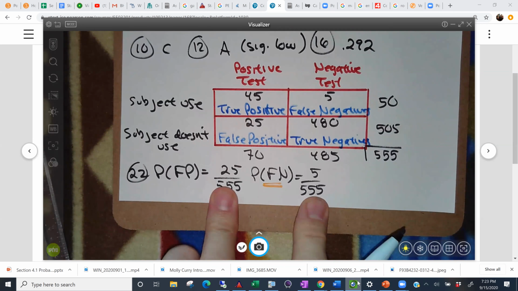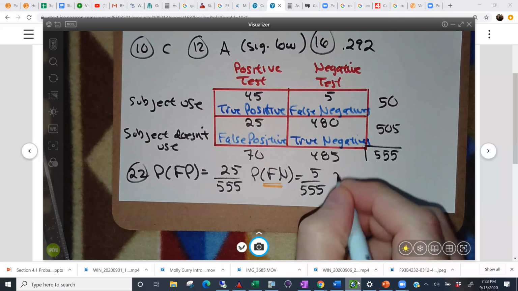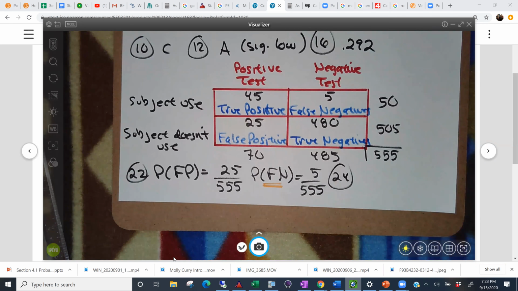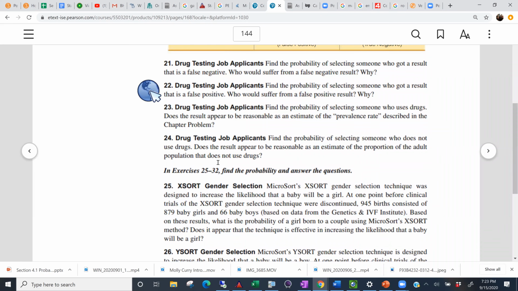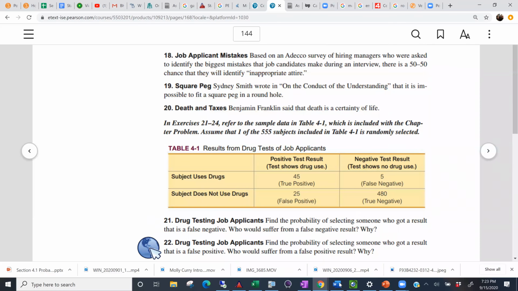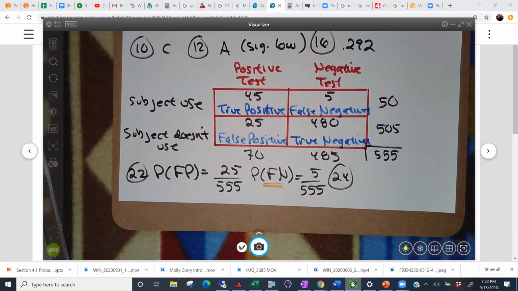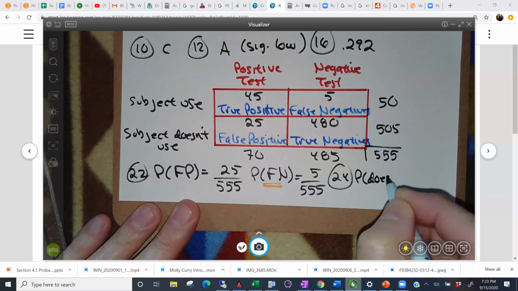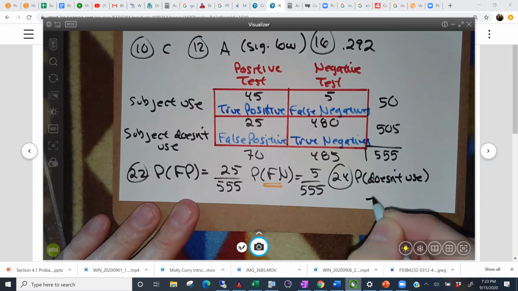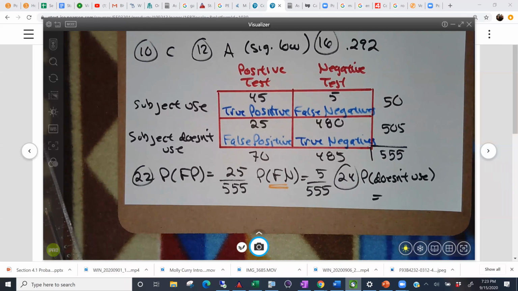Are we okay with the calculation of the probabilities? Yes. Thank you. Let's look at the next one, problem number 24. Find the probability of selecting someone who does not use drugs. All right, so let's just stop there. Probability of selecting somebody who does not use drugs. So 505 out of 555.